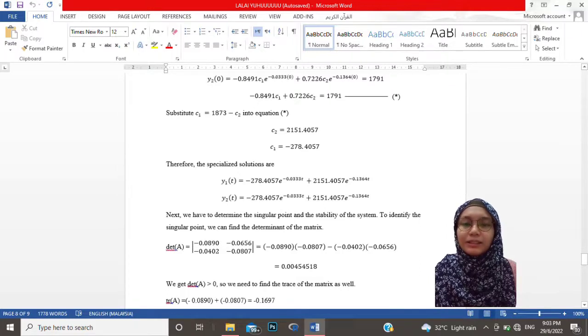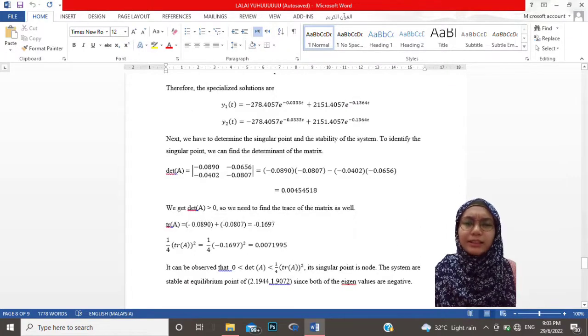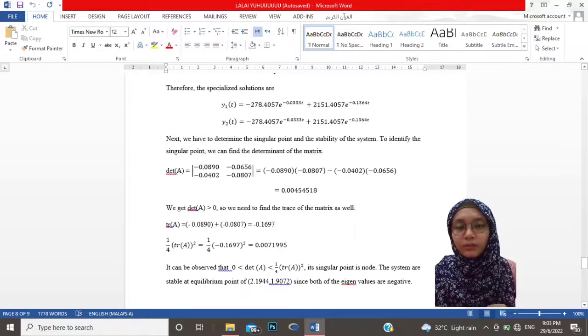So we have to find the determinant of the matrix, and we get the value of 0.0454518, and we see that the determinant of A is larger than 0, so we have to find the trace of A. After we get the trace of A, we square it and multiply it by 4, and we get 0.0071995. You can observe that it is not a singular point, and the system is stable at the equilibrium point of (2.1944, 1.9072), since both of the eigenvalues are negative.